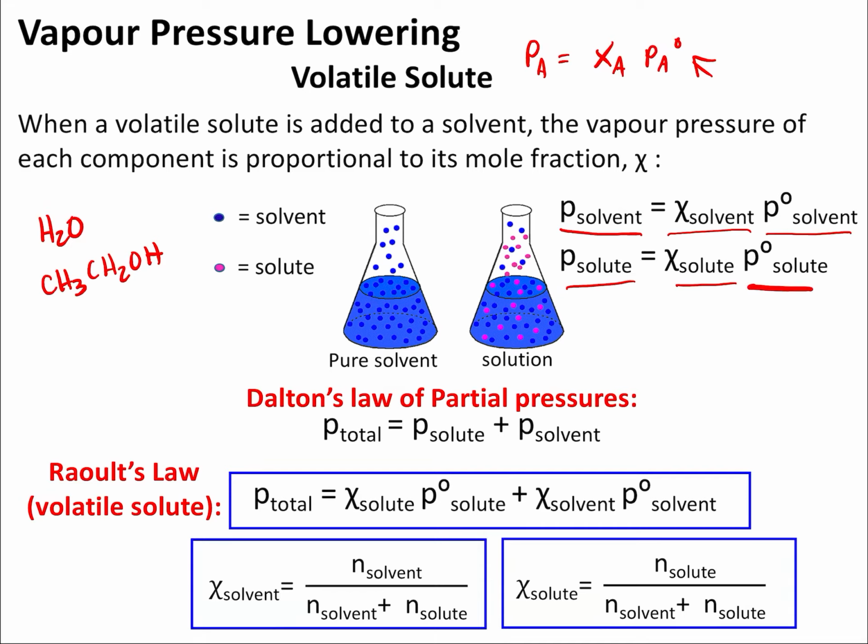If they're 50-50, I guess you could take your pick which one you want to call the solute and the solvent. Doesn't really matter. So we would say in this case that the total pressure over the solution is going to be the sum of the partial pressures of the solute and the solvent, and that's going to be equal to the mole fraction of the solute times the vapor pressure of the pure solute, added to the mole fraction of the solvent times the vapor pressure of the pure solvent. We'll do a problem in a minute where we use this exact idea.